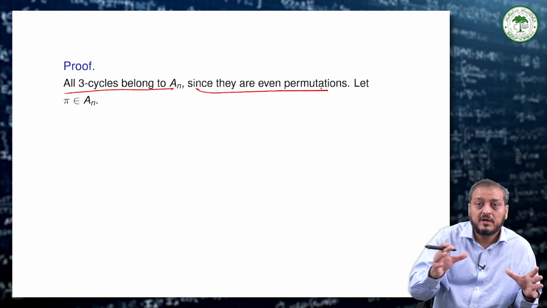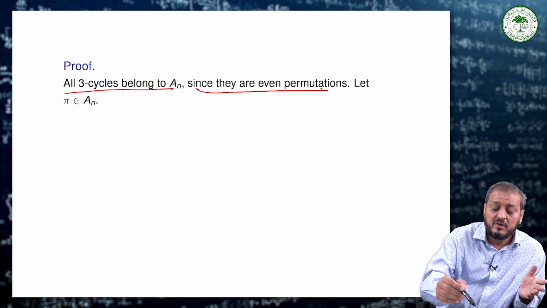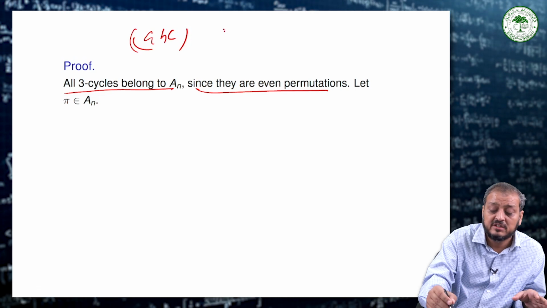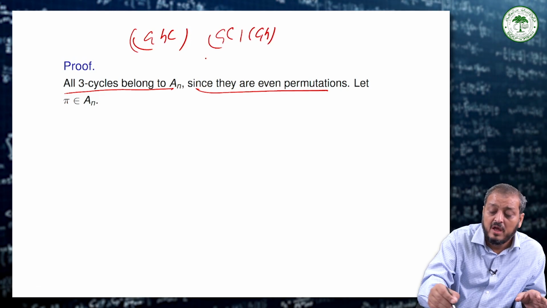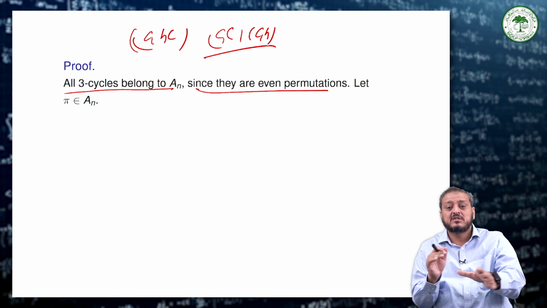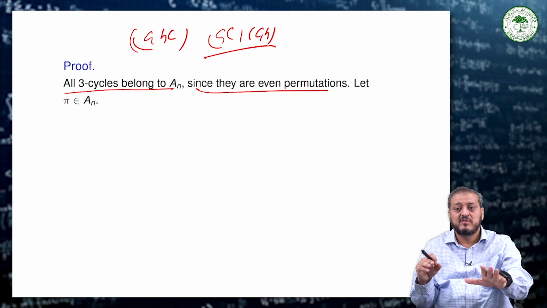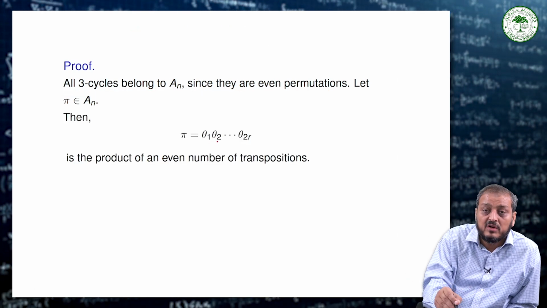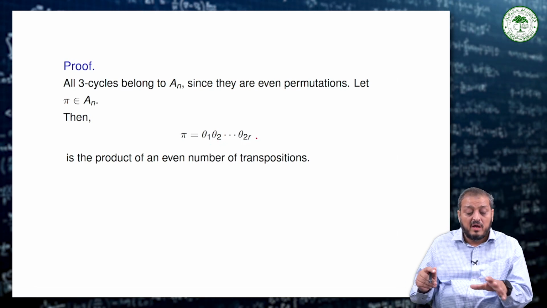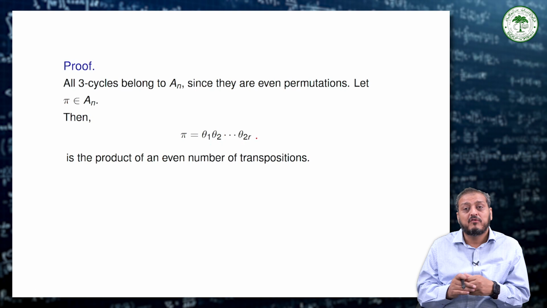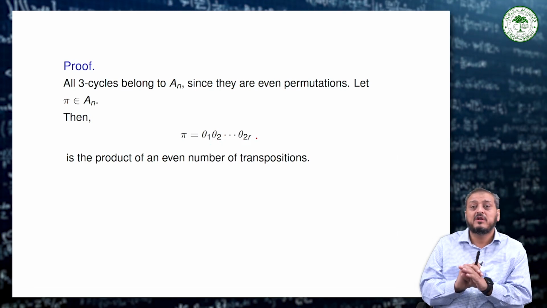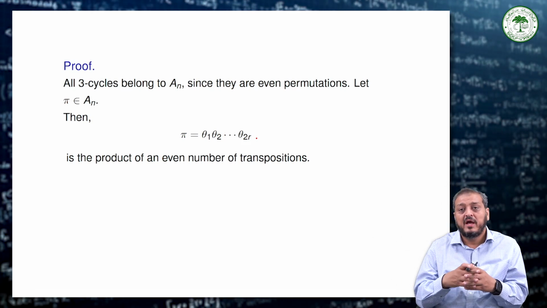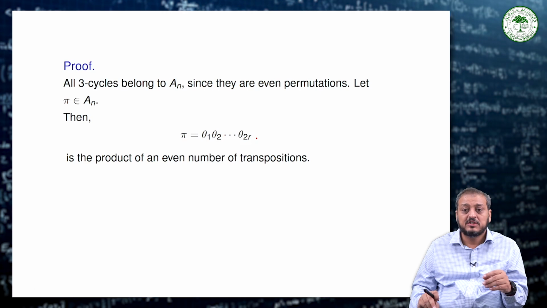We know that all the 3 cycles (a b c), all this type of 3 cycles, can be written as (a c)(a b), and all the 3 cycles are always even permutations. So let pi belong to An. Then pi can be written as theta 1, theta 2, up to theta 2r, a product of an even number of transpositions, where theta 1 is one transposition, theta 2 is another, up to theta 2r.